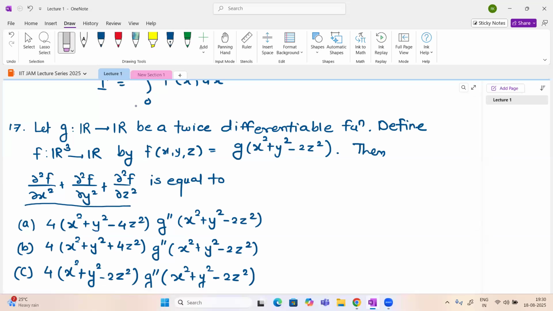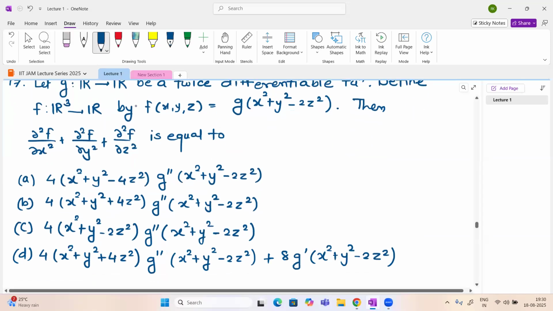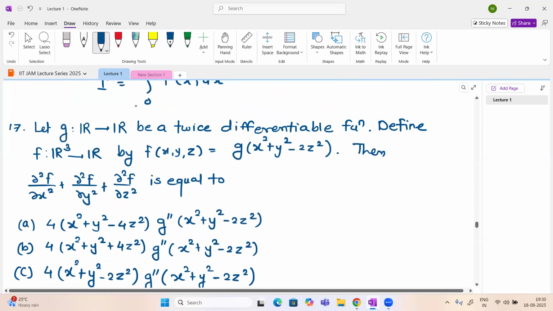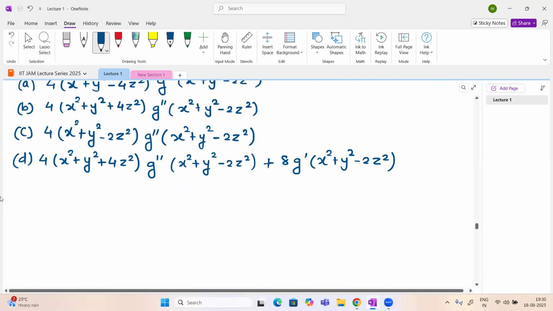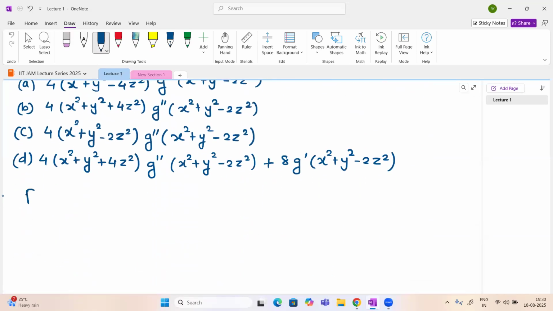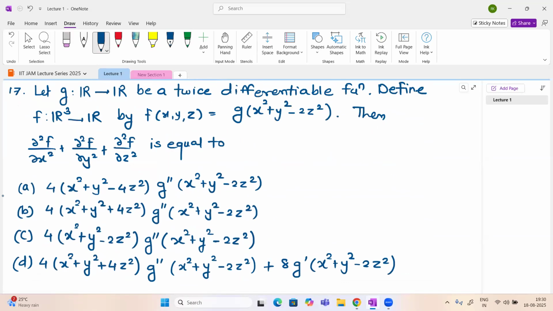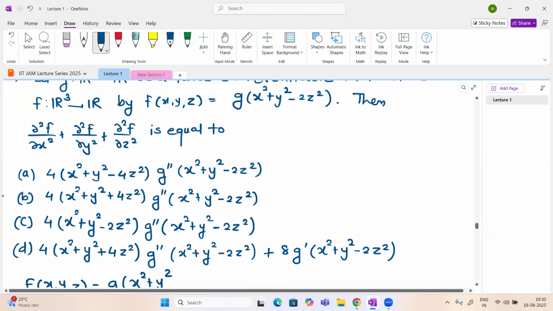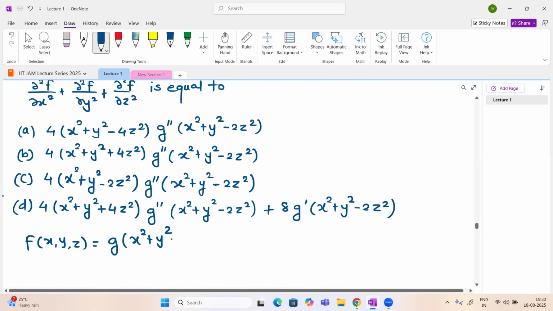So what we need to do is calculate all these things one by one, and then we will find the sum of all, right? All of you are ready? Yes, sir. Let me copy what we have. It is quite an easy problem. If you know all the formulas of derivatives, you can easily calculate, right? g of x square plus y square minus 2z square.